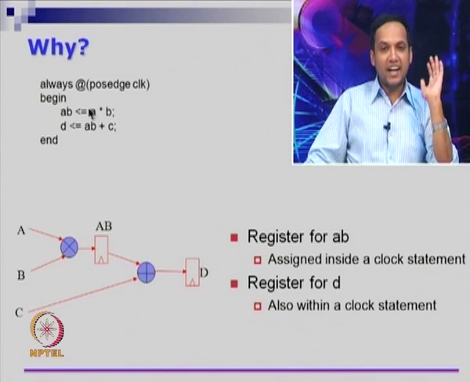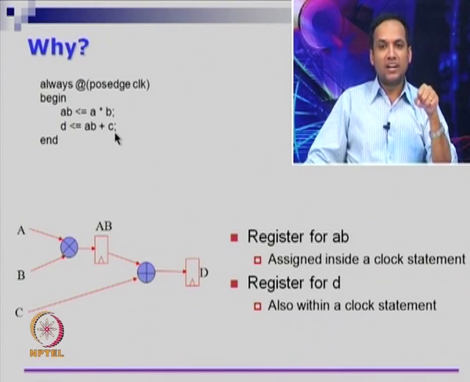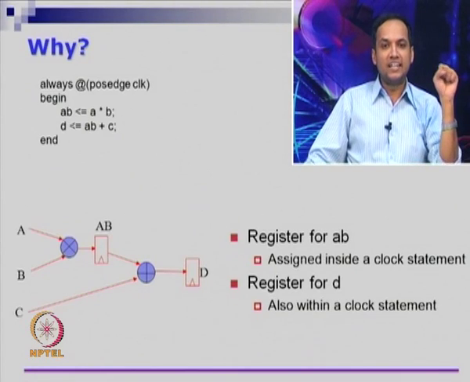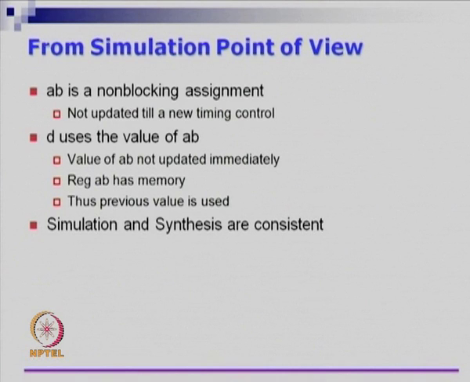Then you take current AB and C, add them, and put it for D, but the current value of AB that you have is something that you had in the previous cycle. So that is the problem. AB is a non-blocking statement, it is not updated till a new timing control comes through. So D uses the value of AB, but it is not updated immediately. So the simulation and synthesis view that we have for this is correct. Essentially the model that we have is wrong. The synthesis and simulation match in what they are showing, and the model that we have is incorrect for the problem that we started with.